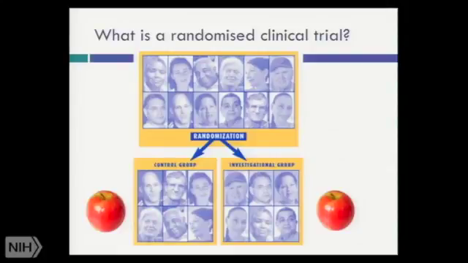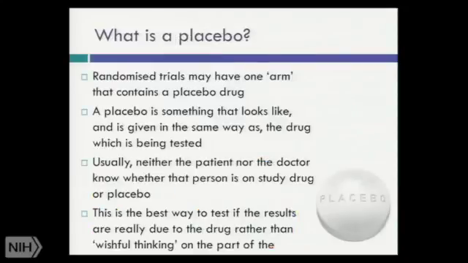In that way, you're able to compare apples with apples by taking a population and randomly deciding whether they go into the control group that have standard treatment and the group that have the new investigational treatment. They may have one arm that contains a placebo drug, and that is something that looks like and is given in the same way as the drug that's being tested, usually with neither the doctor nor the person themselves knowing which they're on. And that's the best way to test results if they're really due to the drug rather than wishful thinking on the part of the doctor or the patient.